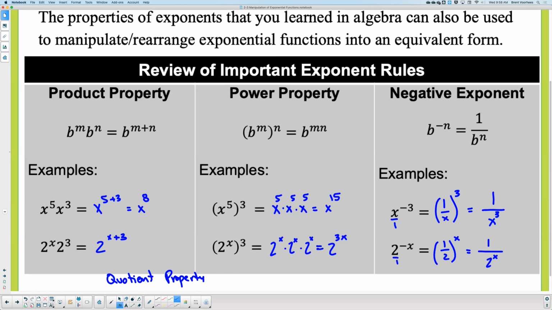You divide x's. Okay, so what do you think b to the power of m divided by b to the power of n would equal? There you go. b to the power of m minus n. So think about it. x cubed divided by x squared. What would that equal? x to the 1, because you just subtract powers. Or if you wrote it out, you could cancel powers, simplify powers. So put the quotient property on there as well. That should be on this slide.